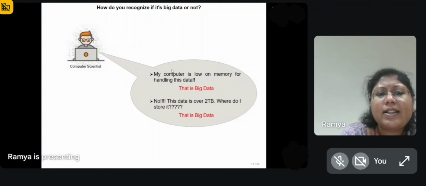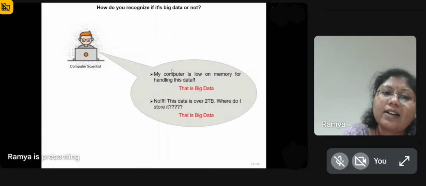Now, let us see how we'll be recognizing if it is big data or not. According to the computer scientist, if my computer is low on memory in order to handle this data, then I need to go for big data. If my data is over 2 TB, where can I store all that data? It is not possible for my traditional database, then I'll be going for big data.